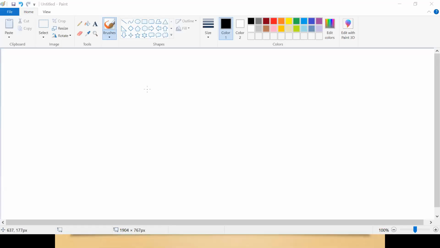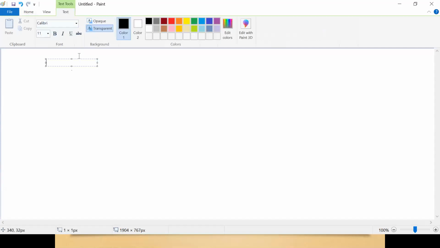Okay, do you see my screen? Yes, yes. Okay. Now, how do we write text on this? Can I write something? Near the brush, there is the letter A. Okay. Yes. Oh, okay.